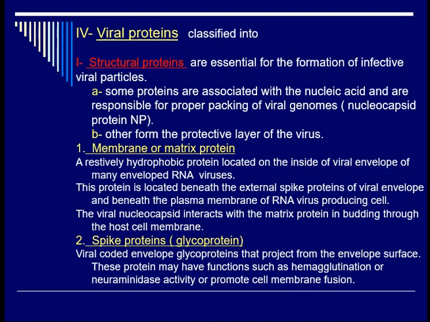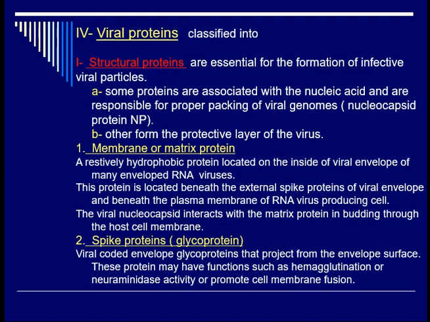Under this category, we have, one, the membrane or matrix protein, a relatively hydrophobic protein located on the inner side of the viral envelope of many enveloped RNA viruses. This matrix protein is located beneath the external spike proteins of the viral envelope and beneath the plasma membrane of the RNA virus producing cell. The viral nucleocapsid interacts with the matrix protein in budding through the host cell membrane in the last stage of viral replication.